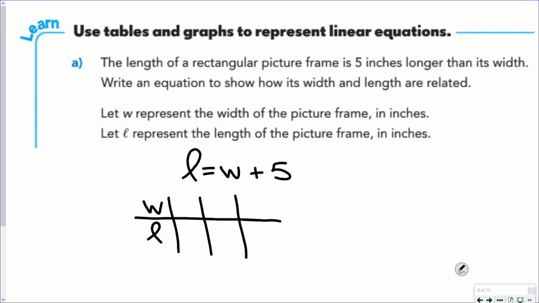So maybe we want the width to be 3 inches. Well, if the width is 3 inches, we put 3 in for W, we solve our equation, and we'd find our length is 8 because that's 5 inches more. Maybe we have a pretty wide picture frame and it's 12 inches wide. Well, its length would be 5 inches longer than that, so we would add 5 to 12 to get 17. Or maybe we have an extremely wide picture frame, maybe it's 2 feet long, so that's 24 inches. So our length would be 5 inches longer than that, so we would have a length of 29 inches.